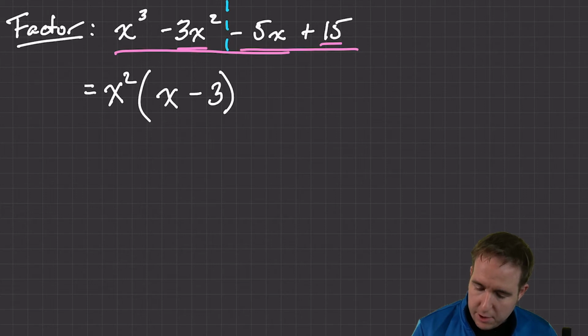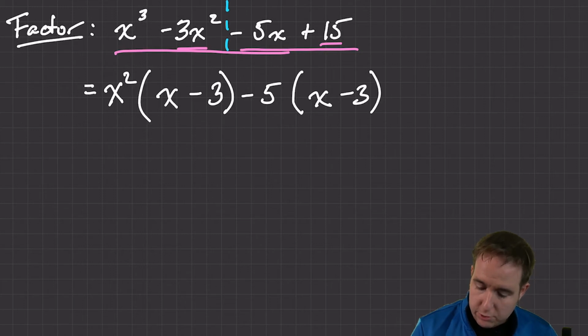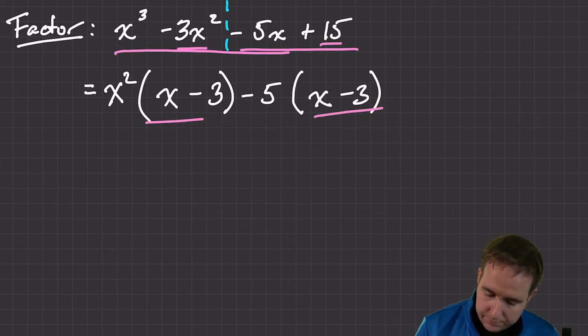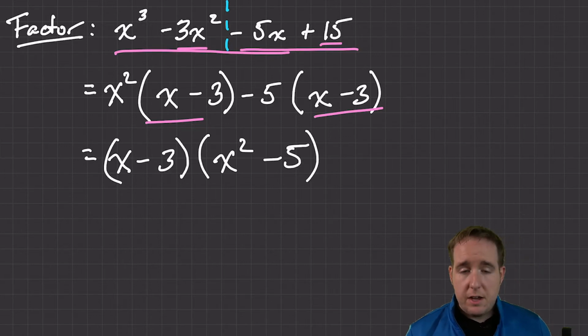And in the second half, both are divisible by 5. If I take out 5, there's going to be a plus here, and I want a minus here. So I should take minus 5. And that would be x minus 3. And sure enough, they both end with the same thing. So x minus 3 gets pulled out to the front, left with x squared minus 5.